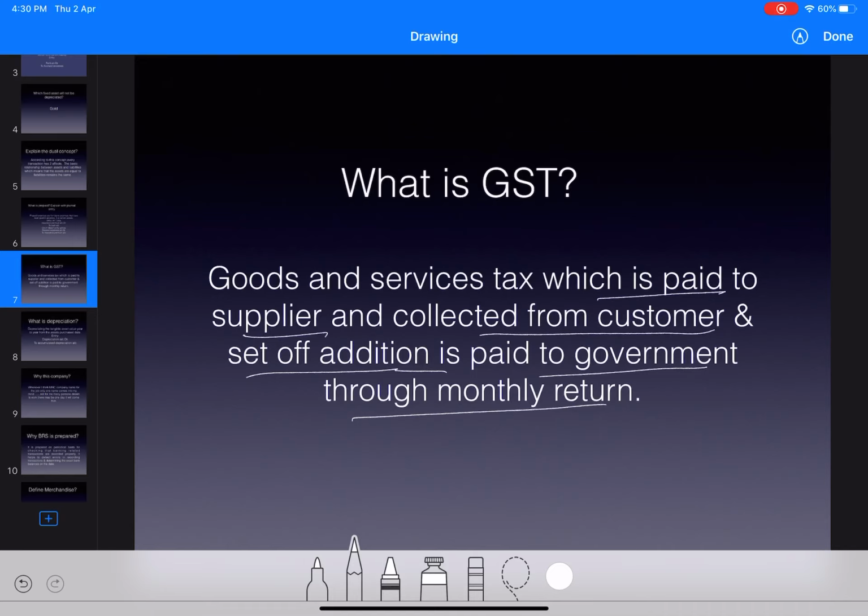Let's understand through an example. I'm buying some goods from the supplier, so I'm paying 10,000 to the supplier, that is my GST. But I have collected GST of 15,000 from the customer. Now this 5,000 GST is more. In that case, this 5,000 rupees I will set off, or I'll pay to the government through my monthly return. Got it? This is called GST.